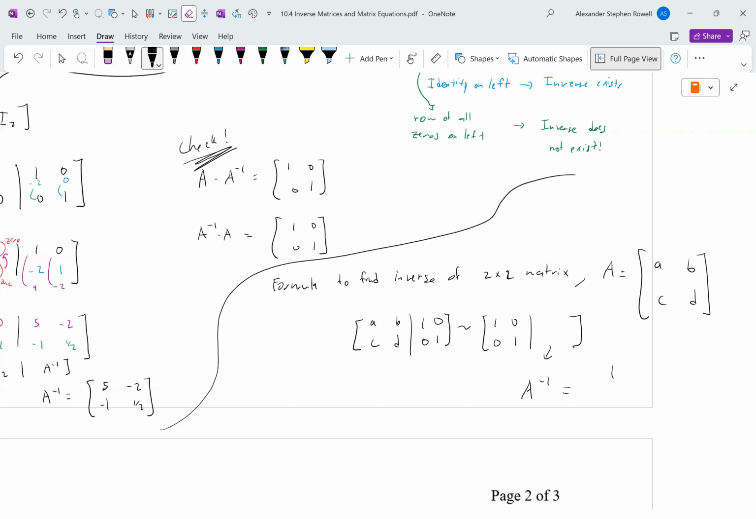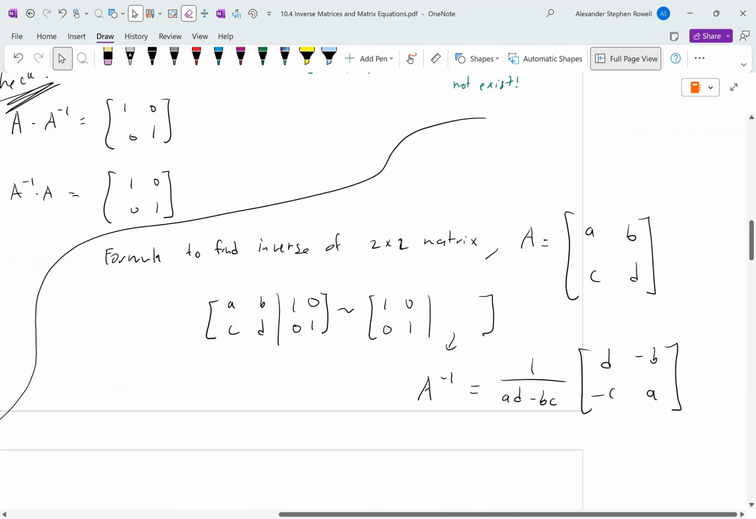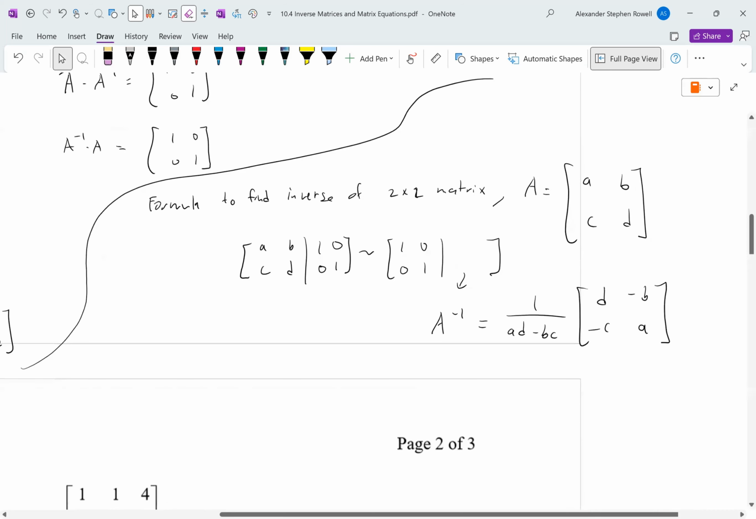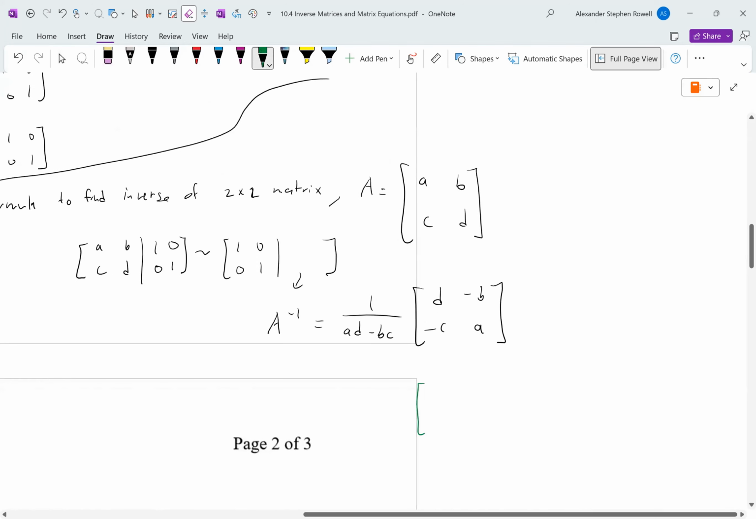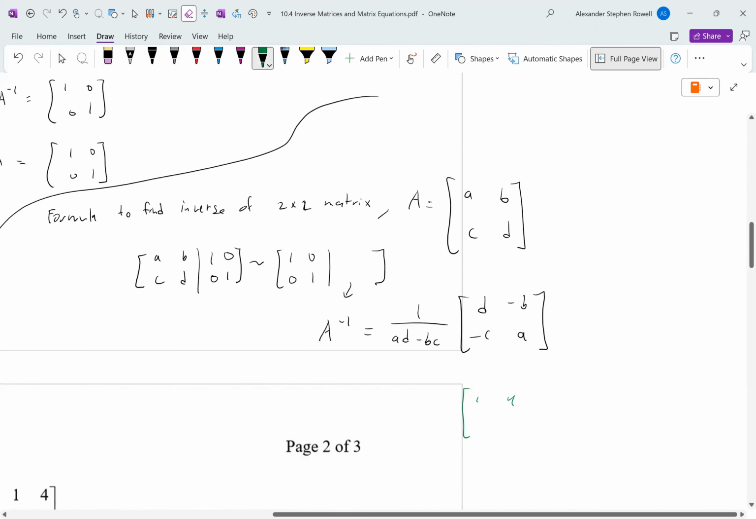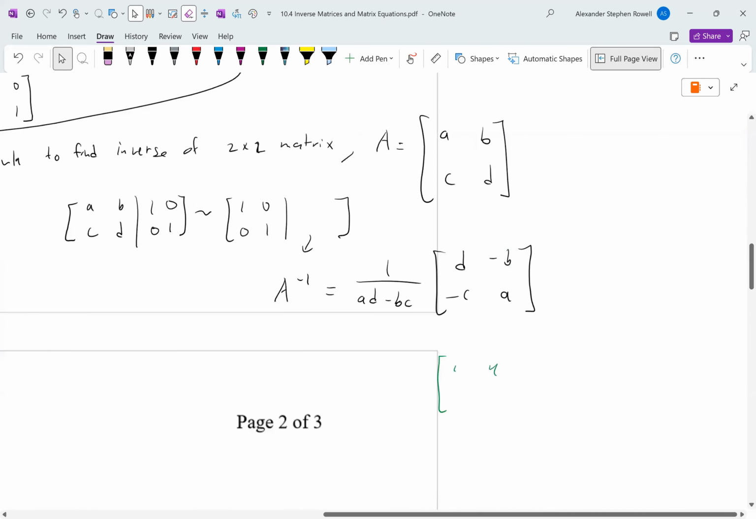And this formula is 1 over AD minus BC, times the matrix D, negative B, negative C, A. So this is a shortcut if you want to memorize a shortcut. If I ask you to find the inverse of a 2 by 2, you can do either method and get full credit. For this problem, let's go ahead and check. What were A, B, C, and D for our matrix? 1, 4, 2, 10.